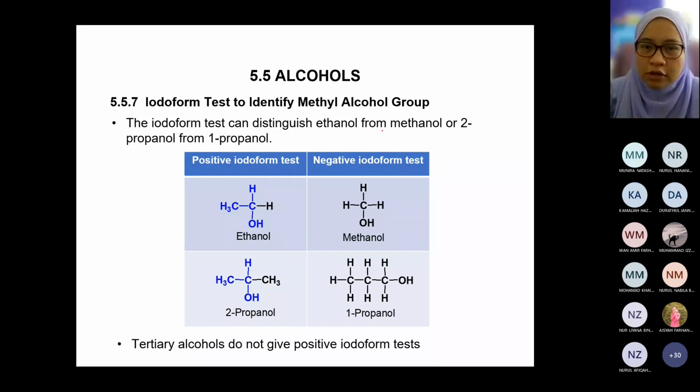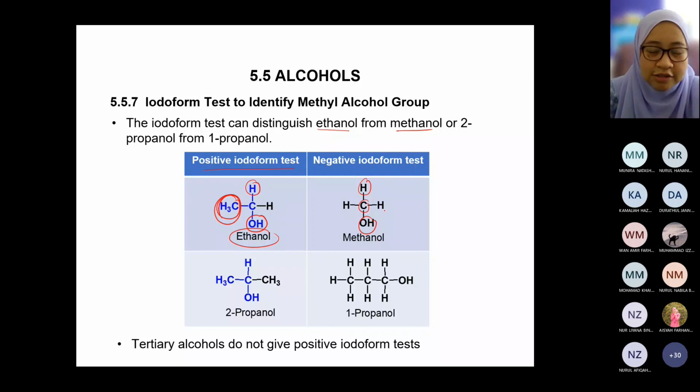Like for example, the iodophone test can be used to distinguish ethanol from methanol, or 2 propanol from 1 propanol. Kita boleh differentiate. So kalau positive iodophone test, ethanol will give positive iodophone test because why? Dia ada OH, dia ada H and CH3. Kenapa methanol bagi negative result? Dia ada H, dia ada OH, but this carbon is not attached to methyl group.